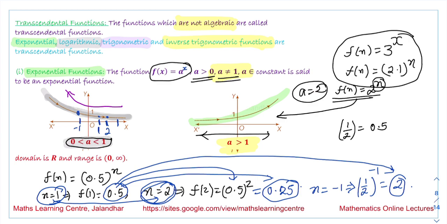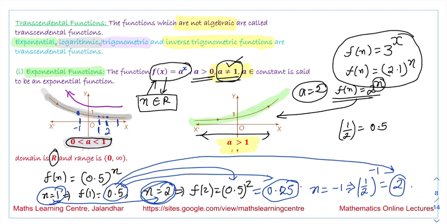It is important to note over here that a is not equal to 1. It doesn't mean that the value of x is not equal to 1. We are saying the domain of this function is R. That is, you can substitute any value of x that is real in this function. And what is the range of this function?